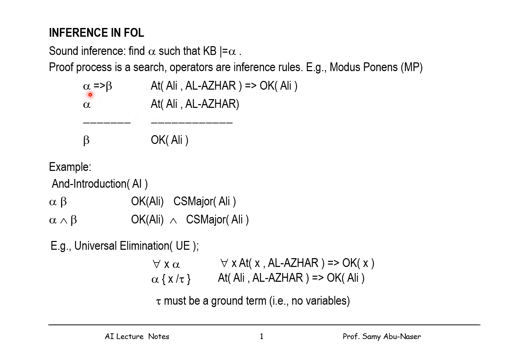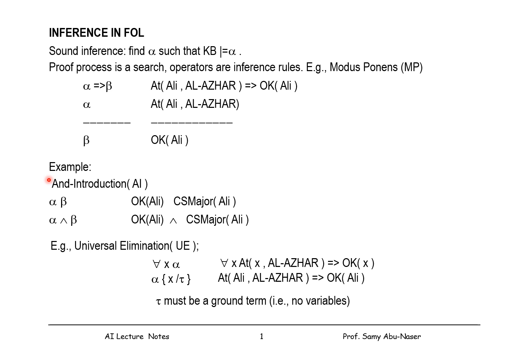This is an example of modus ponens. Alpha implies beta. We know alpha, we conclude beta. Here is another example. If Ali is at Al-Azhar, then Ali is okay. We know Ali is at Al-Azhar, then we conclude that Ali is okay. This is modus ponens.